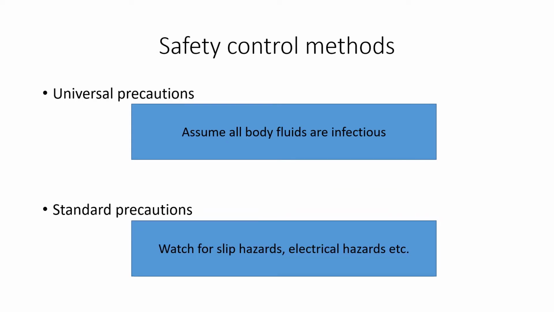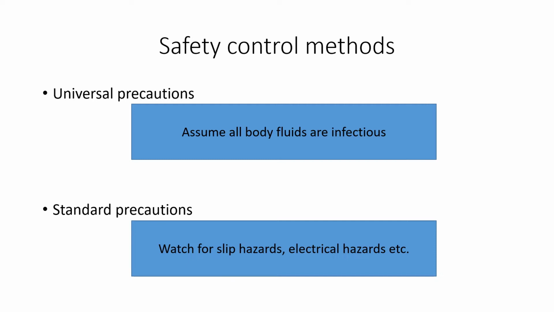There are several methods that we want to follow in order to promote safety in the laboratory. One safety control method is following universal precautions. This is basically assuming that all blood and body fluids are infectious. These guidelines are issued by the CDC on how to handle hazards like contact with blood and body fluids. You have to have a good knowledge of the infectious state of all body fluids.